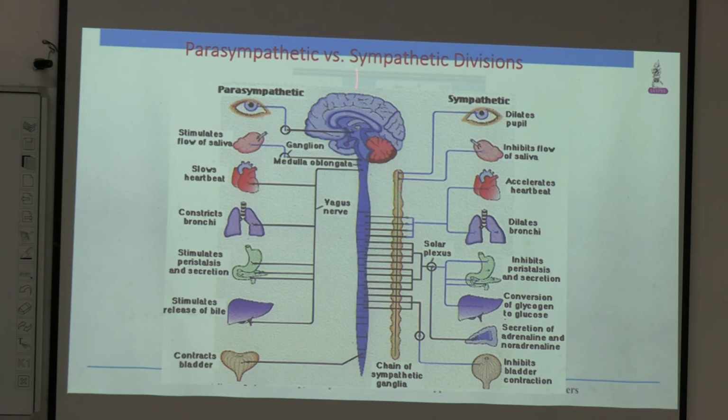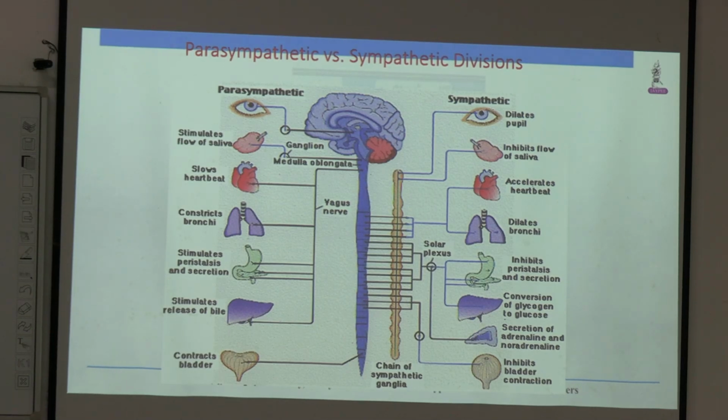If we talk about parasympathetic functions, they increase salivary flow, slow the heartbeat, constrict the bronchi, and stimulate peristalsis and secretion. The sympathetic does the reverse: it dilates the pupil, accelerates the heartbeat, dilates the bronchi, and inhibits peristalsis, etc. So these are the counter-regulatory systems present in the body.